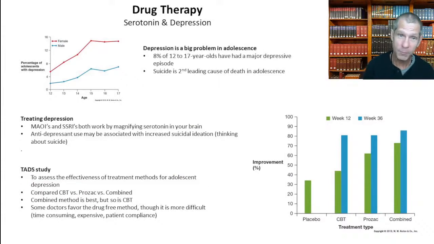Now, here's the deal. Depression is a huge problem in adolescence. I don't know if you know this. 8% of 12 to 17-year-olds have had a major depressive episode. And we also know that suicide is the second leading cause of death in adolescence. So suicide and depression is a pretty big problem in the teenage years.